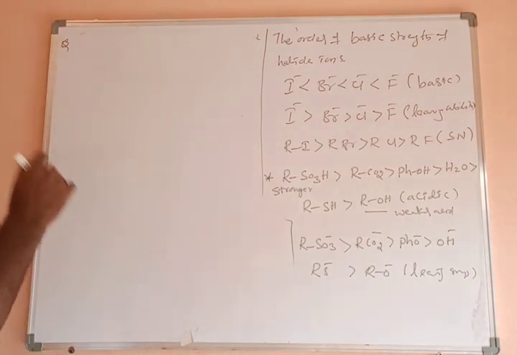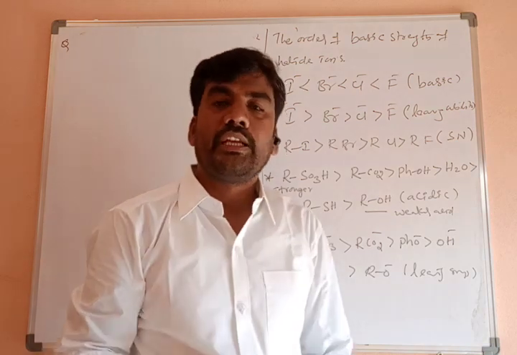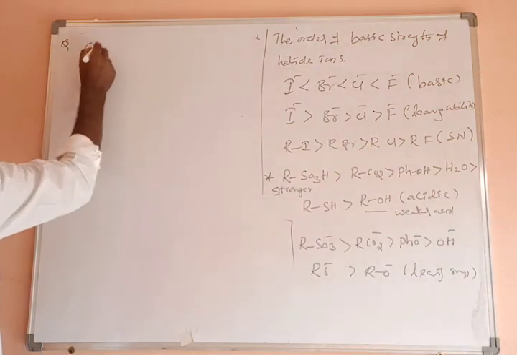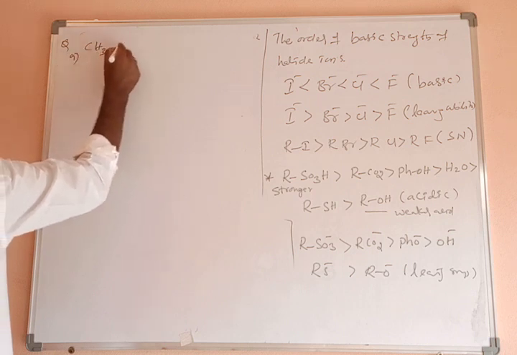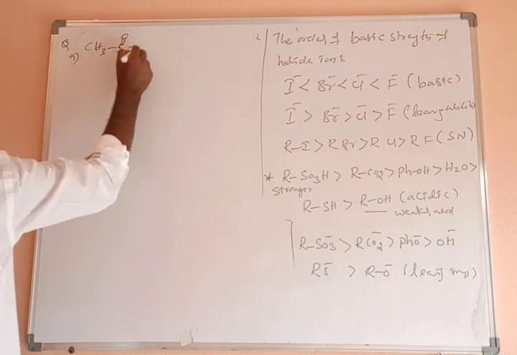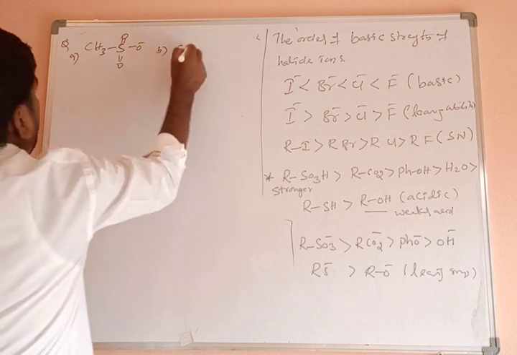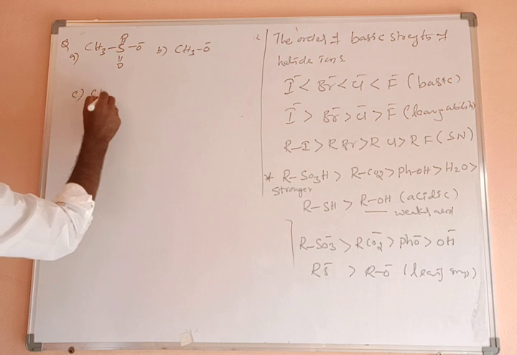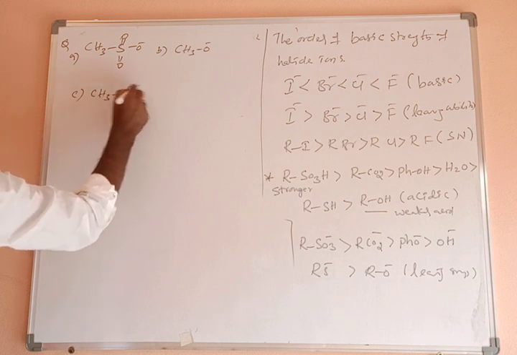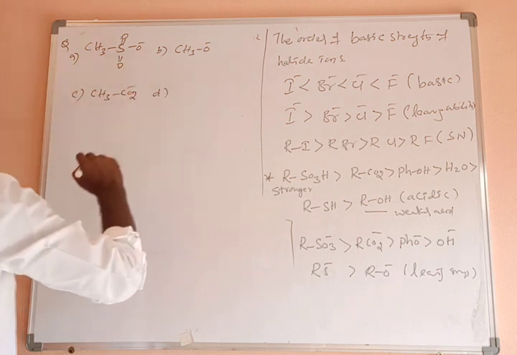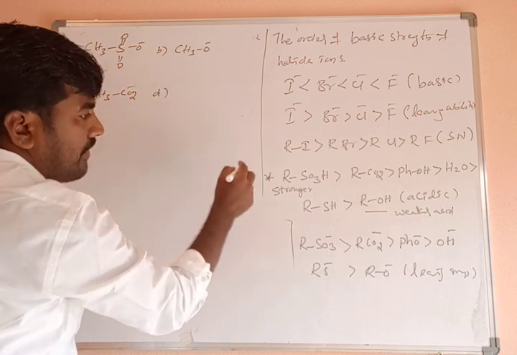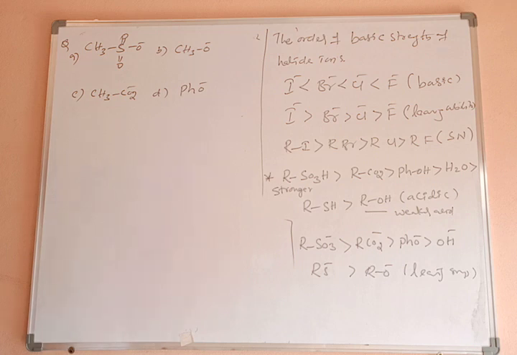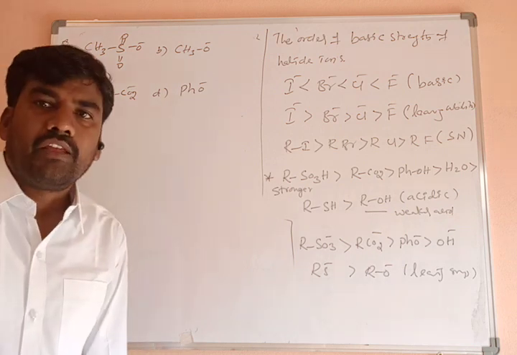Question number 1. Arrange the following in increasing order of leaving ability. First question I am writing here. This is A, CH3SO3 negative. B, CH3O negative. C, CH3CO2 negative. D, next PhO negative. Arrange the following in increasing order of leaving ability.